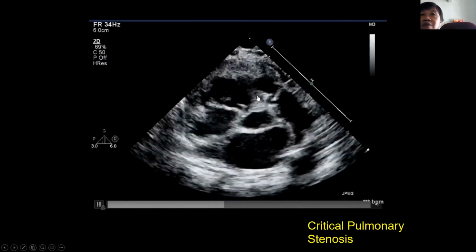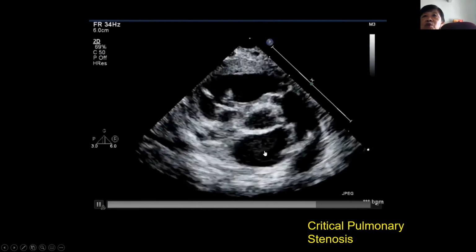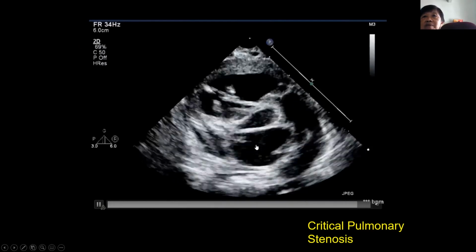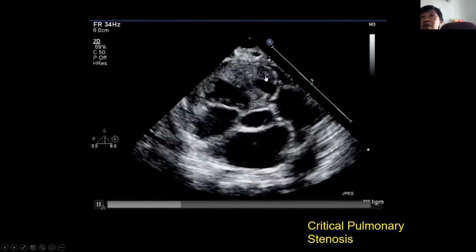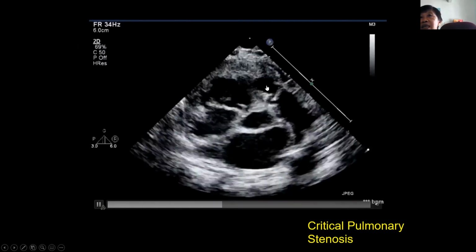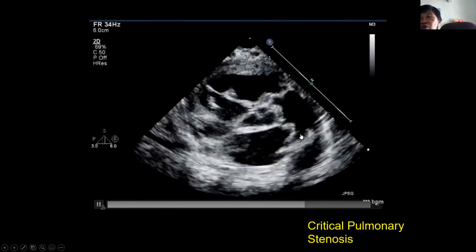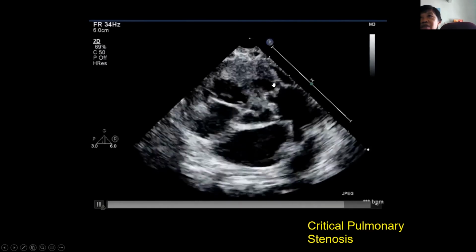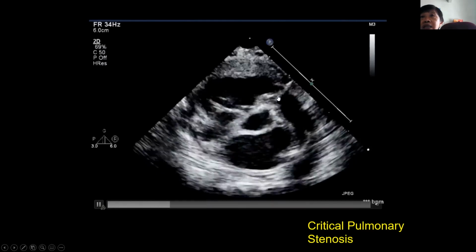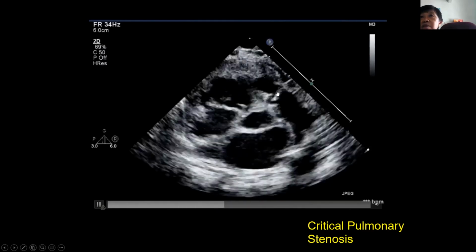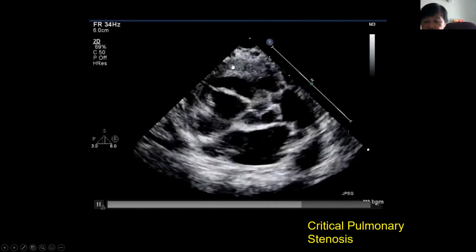And this is what you see when you did the echo. This is a 5-chamber view. So you have a large left atrium, right atrium, tricuspid valve, and the right ventricle is quite small and trabeculated. And the right ventricle outlet is the pulmonary trunk, right? And it divides into two. So you can see two main vessels here where it divides. But at the opening of the pulmonary valve, you hardly see it open, right? It doesn't flip open. So there is a little hole here. So this is critical pulmonary stenosis.